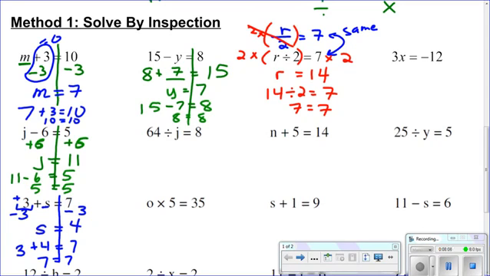The last example I'm going to show you is this one. We have 3x equals negative 12. So we have a coefficient and a variable side by side. I hope you remember that when you have 2 things side by side like that, they need to be multiplied together. So this is like saying 3 times x equals negative 12. To get the variable by itself, we need to do the opposite of timesing by 3, which is divide by 3. So we're going to divide both sides by 3.